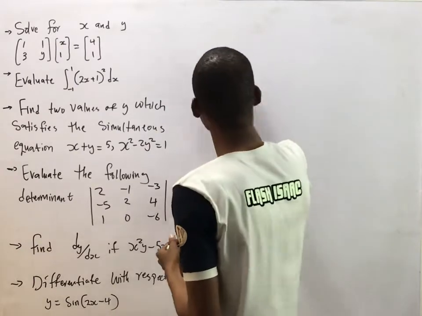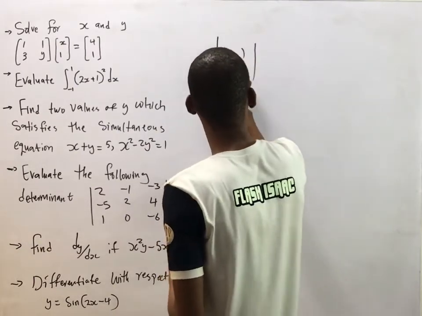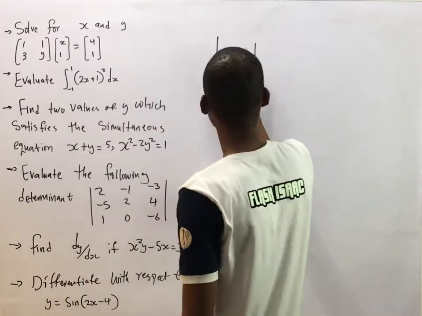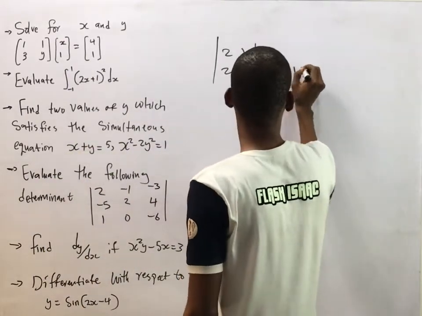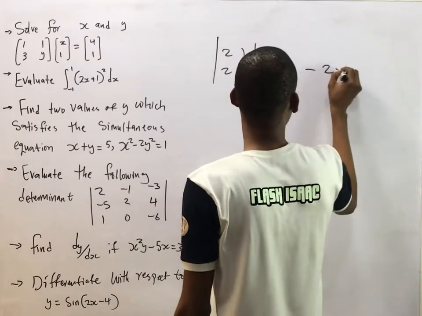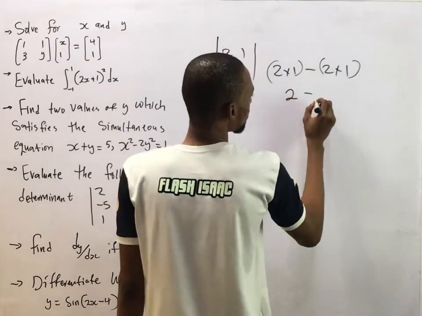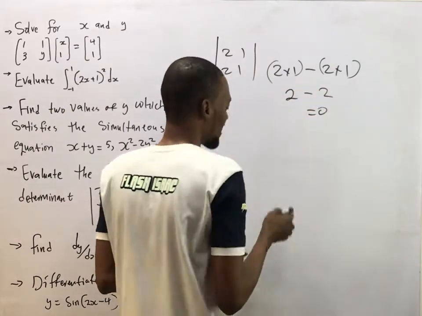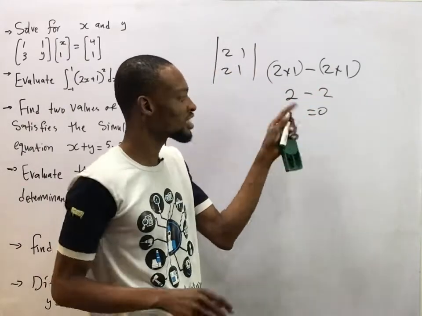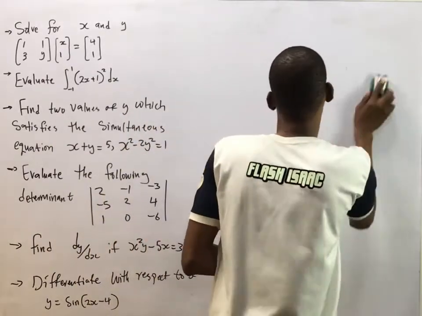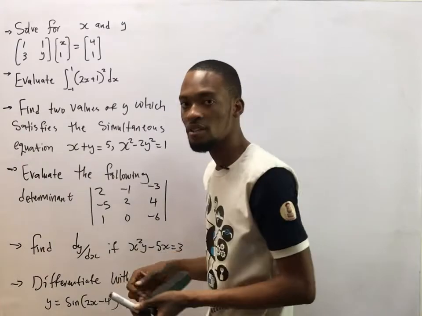And for a 2 by 2 matrix, if you have 2, 1, 2, 1, the determinant is simply this times this minus this times this. So this would have given you 2 minus 2 equals 0. So that's the formula for the determinant of a 2 by 2 matrix. But when it's a 3 by 3 matrix, the case is different.